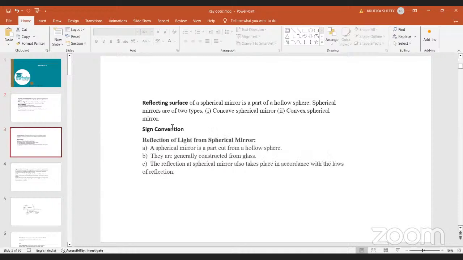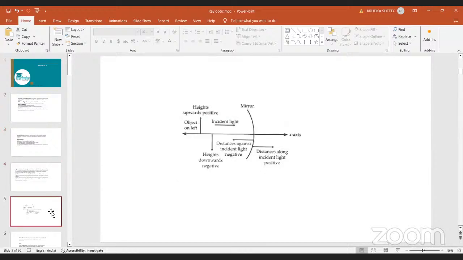Then after reflection of light, we discussed some of the sign conventions. For the sign convention, here we have one figure to remember. There are 7 terms related to the mirror. We have two types of mirror, concave mirror and convex mirror. In the concave or convex mirror, we discussed 7 terms like aperture, pole, center of curvature, radius of curvature, focus, focal length. So total 7 terms we have discussed.